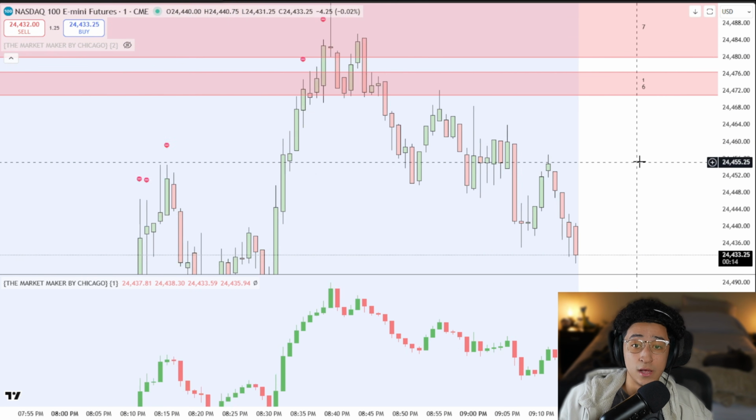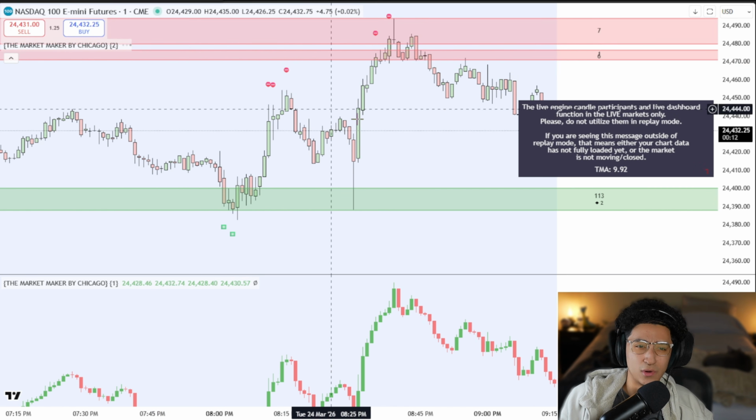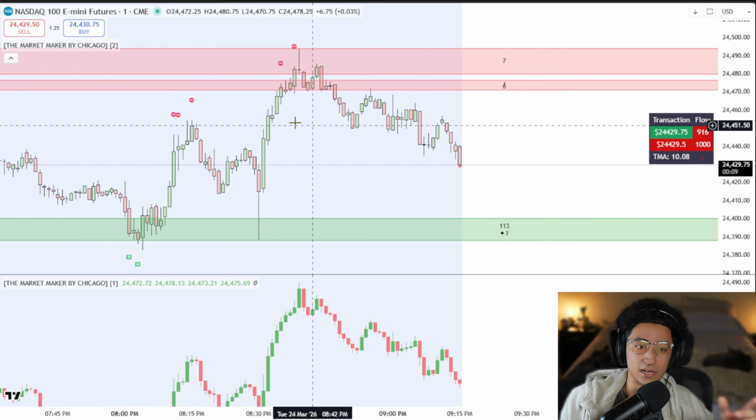Okay. So that is what you can get with the market maker indicator 1. I hope this doesn't reset. It did reset. So just a side note, this is live.